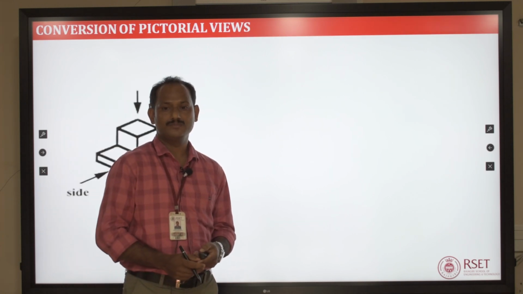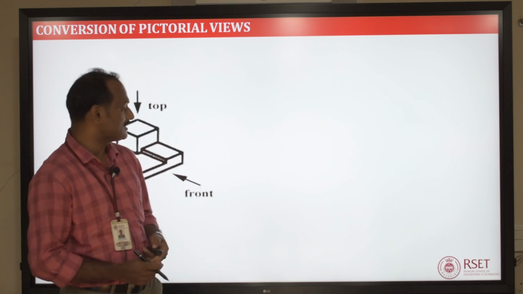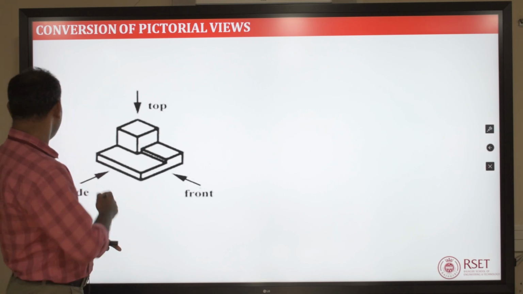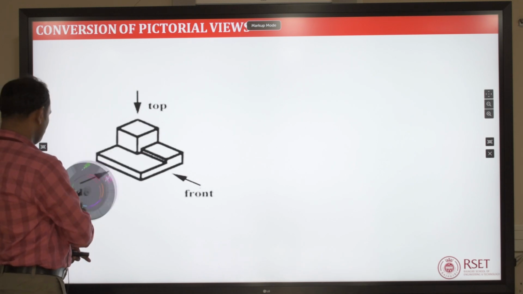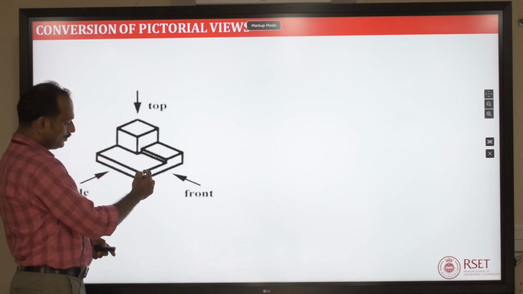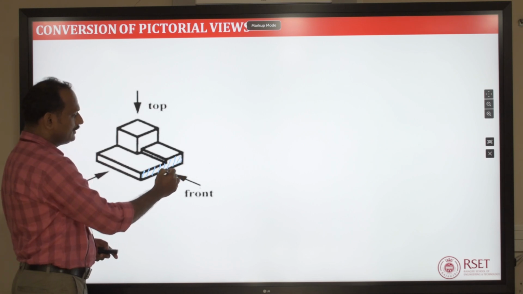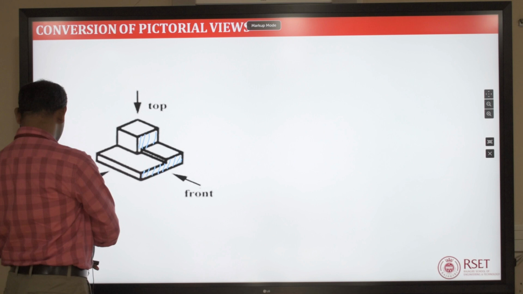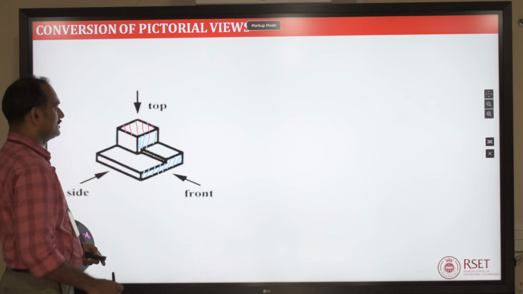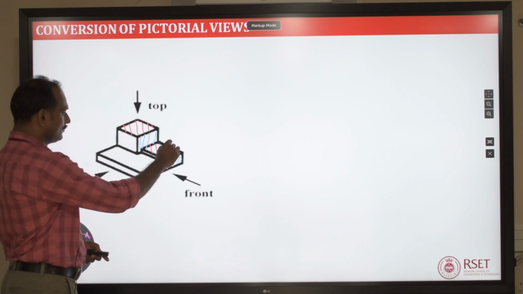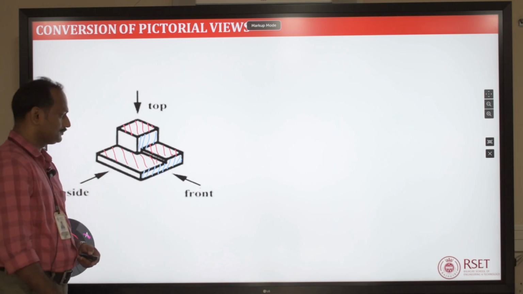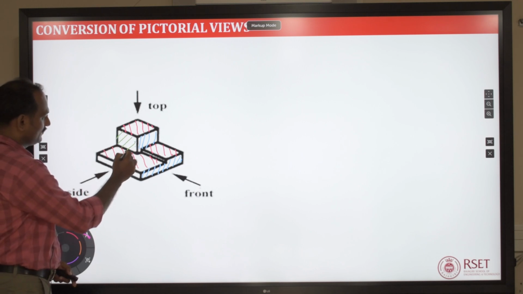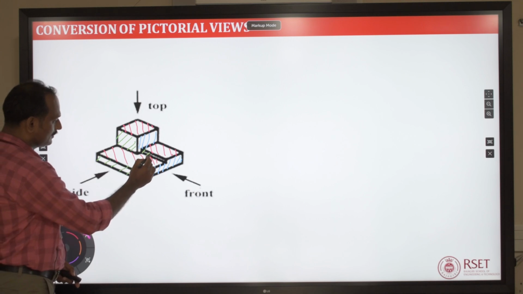There is another example here. The front view, top view and side view directions are given in this picture. So, this is our front view. These planes you can see directly in the front view, and also in the top view you can see this face of the object, this face of the object and this face of the object. Okay. And in the side view you can see this face and this face.